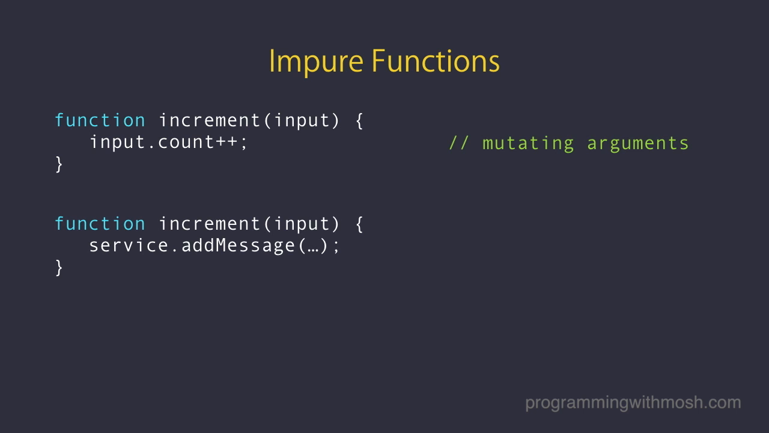Here's another example. In this function, we're making backend calls via this service. And this is an example of a side effect. So every time we call this function, our application state stored in the database on the server is modified.